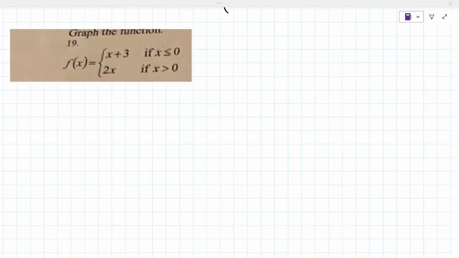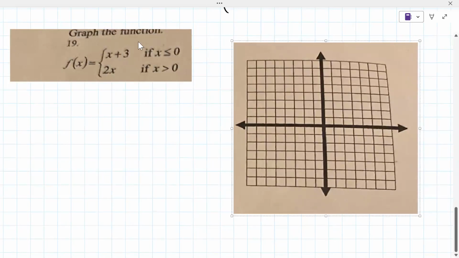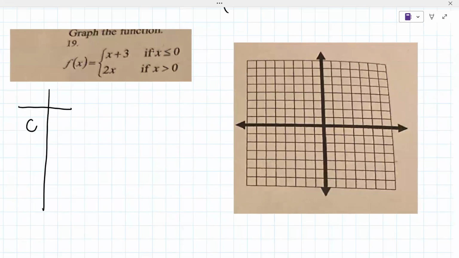Yeah, so I've got 19 up, and we're gonna graph this. Okay, so you start with the first one. The first one, x plus 3, is good for x less than or equal to 0. So you start with the number, and what is less than or equal to 0? Is that less than, or is it greater than? Less than or equal to 0 would have to be like minus one, minus two. There you go.